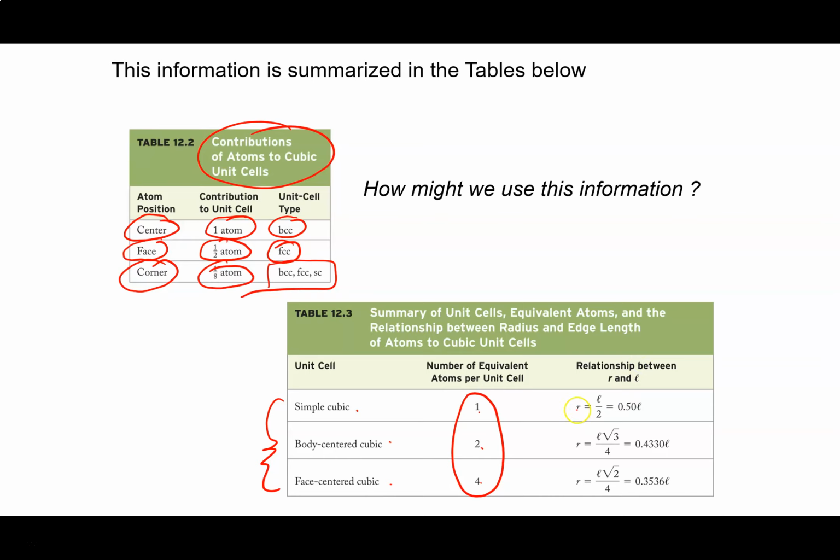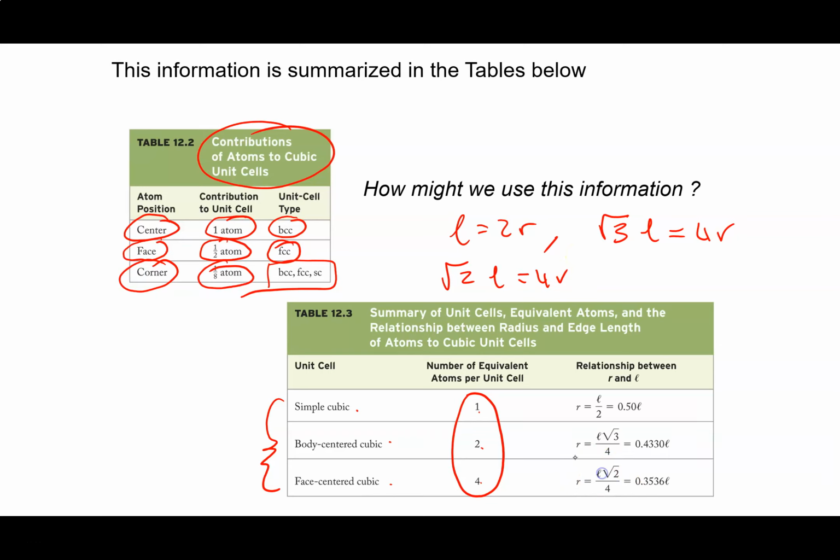For simple cubic, R is equal to L on 2. I actually tend to remember it like this: L is equal to 2R. For body-centered cubic unit cell, you can remember that root 3 L is equal to 4R. But if you reorganize that, R is equal to L root 3 on 4. And then for face-centered cubic unit cell, root 2 L equals 4R, which if you reorganize gives you R is equal to L root 2 on 4.